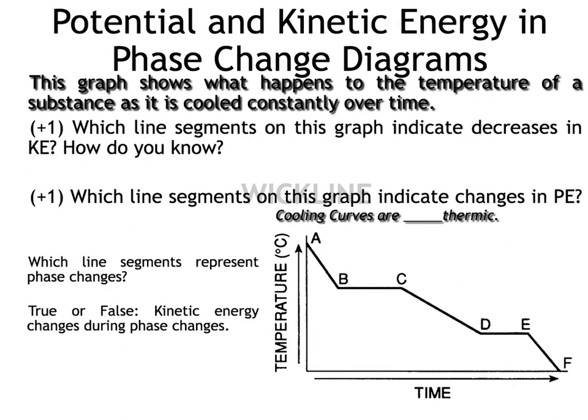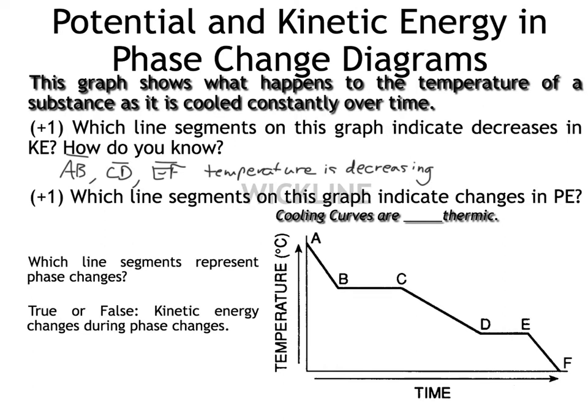Potential and kinetic energy change in cooling curves as well. And this graph is showing a substance that is cooling constantly over time. The line segments that represent decreases in kinetic energy are AB, CD, and EF, and we know that because those are the segments where temperature is decreasing, and temperature is analogous to average kinetic energy here.